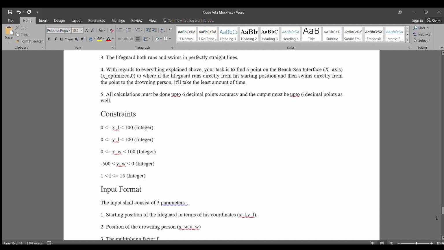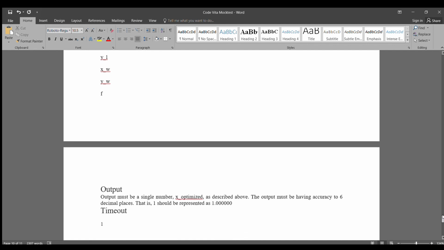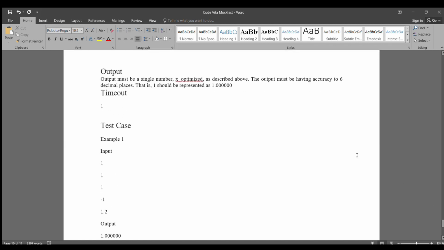Okay, great. Now we have the inputs. We will be provided with 4 inputs, that will be the coordinates x and y of where the lifeguard is, x and y of the drowning person, and f is the multiplying factor with which the speed will vary on sand and in the sea. Okay, the output must be a single number x, optimized as described above. The output must have accuracy to 6 decimal places.